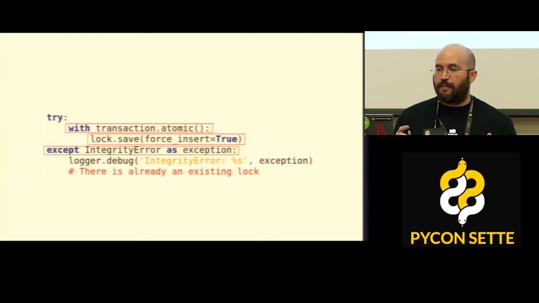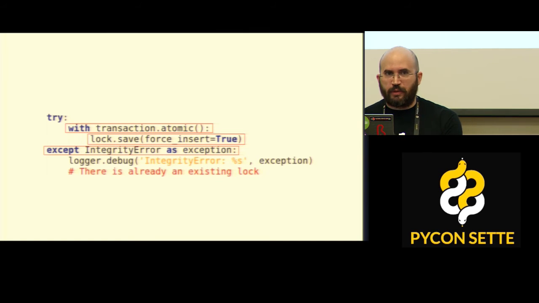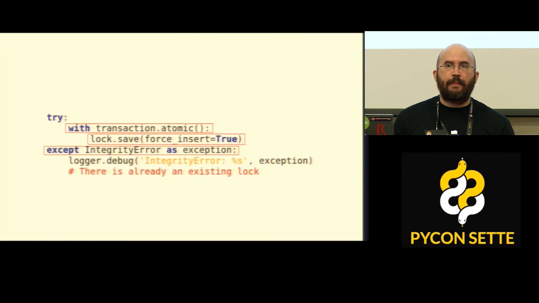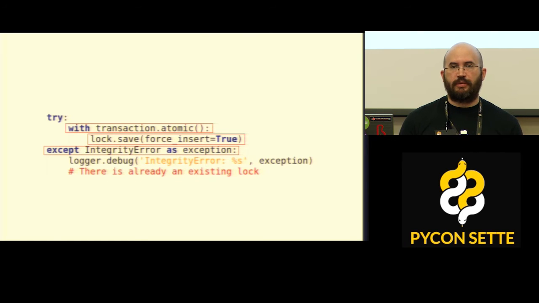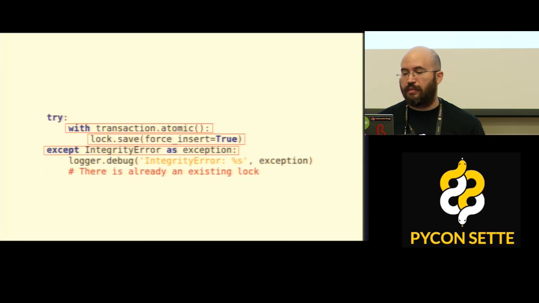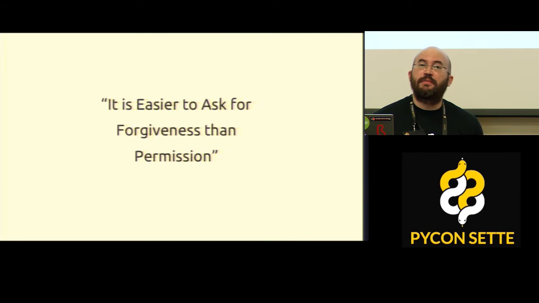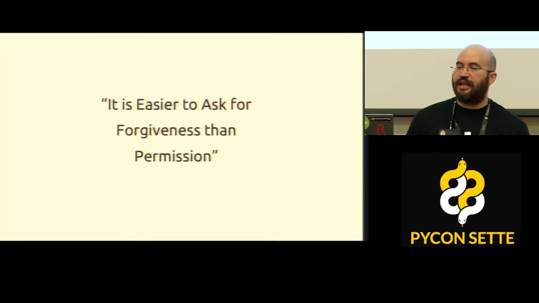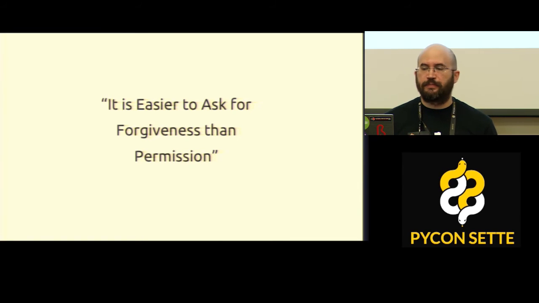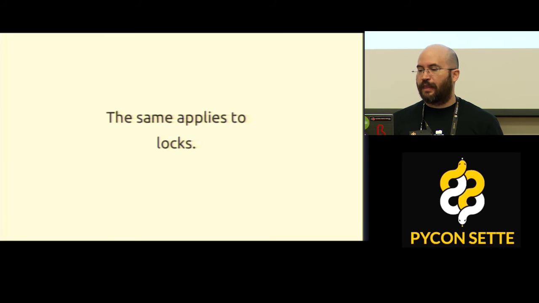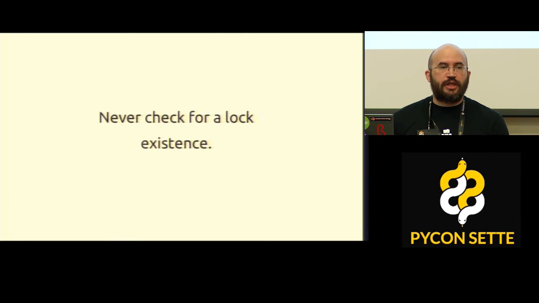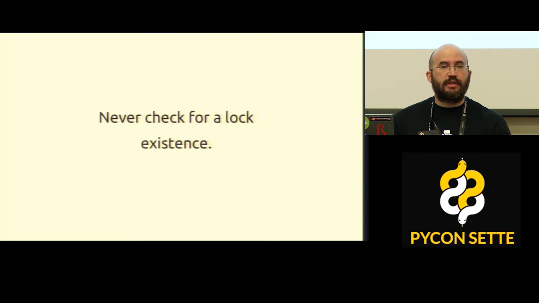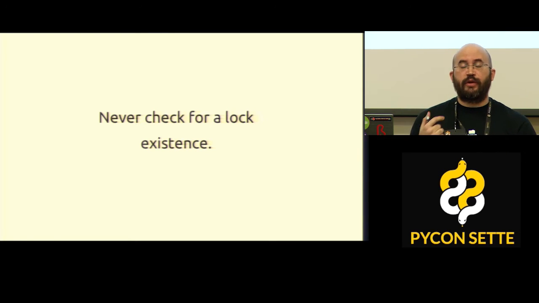In my opinion, I don't recommend this for production, but it gives you the idea of what happens behind the doors in the backend of a distributed lock manager. Because when it comes to distributed lock managers, it's better to ask for forgiveness than permission, and that's exactly the Python model. Also, you never check for a lock's existence. You just try to acquire it, and you will get an error if it already exists.